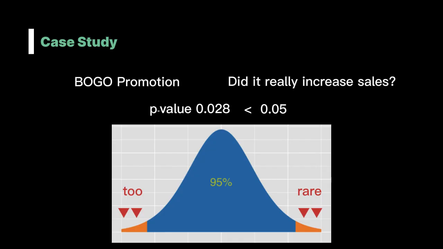by chance alone. What this p-value tells us is if the null hypothesis were true, the probability of seeing sales as high as $770 purely by chance is only 2.8%. That's very low probability, so we conclude it wasn't just luck. So based on these statistics, we reject the null hypothesis. The sales increase is statistically significant. The promotion worked.